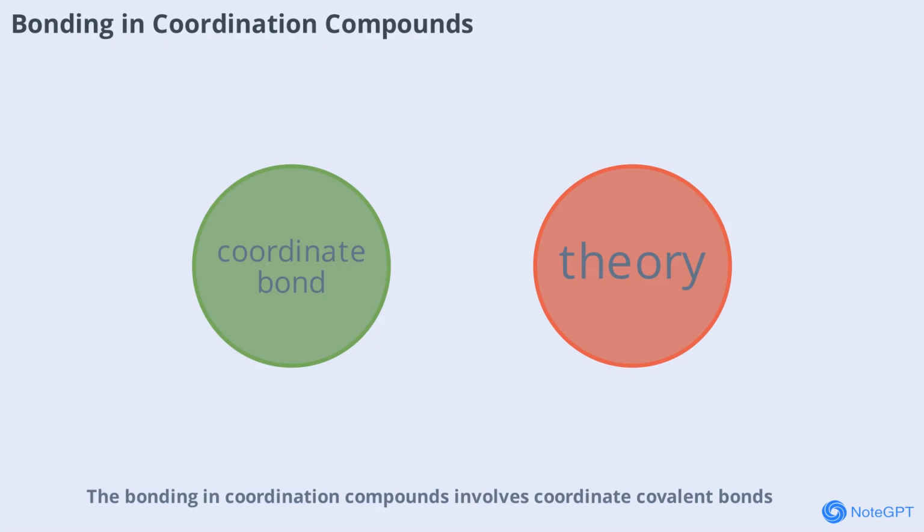Bonding in coordination compounds involves coordinate covalent bonds, where ligands donate electron pairs to the central metal. This interaction is explained by theories such as valence bond theory and crystal field theory. These theories help us understand the electronic structure, color, magnetism, and reactivity of coordination complexes. By studying bonding, chemists can predict and manipulate the properties of these compounds for various applications.